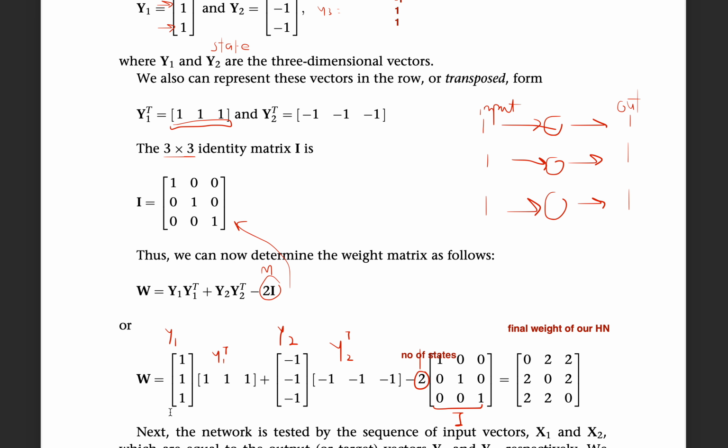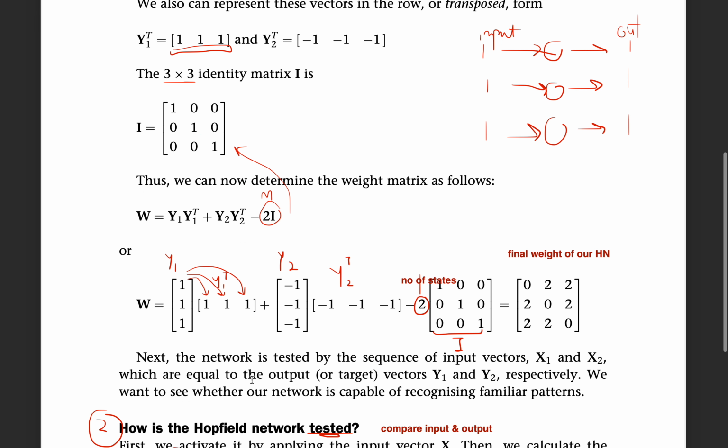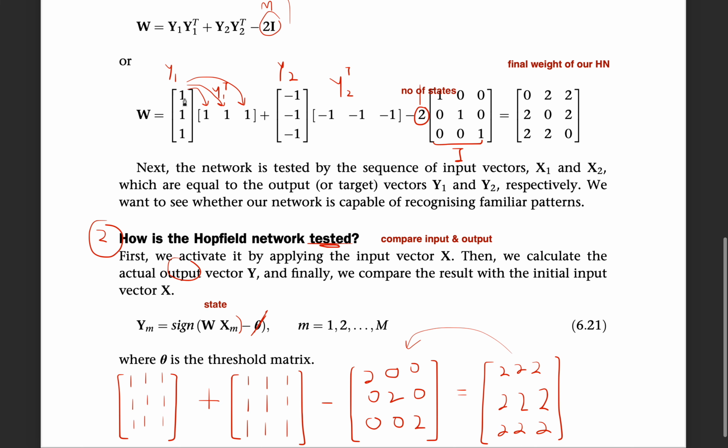Okay, so how do we calculate the weight? How do we multiply y1 with y1 transpose? We multiply as usual in matrix multiplication. So 1 times 1, this one, and then 1 times the next one, and then 1 times 1 for this one. Continue the same way for the others. After row 2 is done, we do row 3, 1 times 1, 1 1 1. So we will get 1 times 1, and row 1 is all 1s, row 2 is all 1s, and row 3 is all 1s.